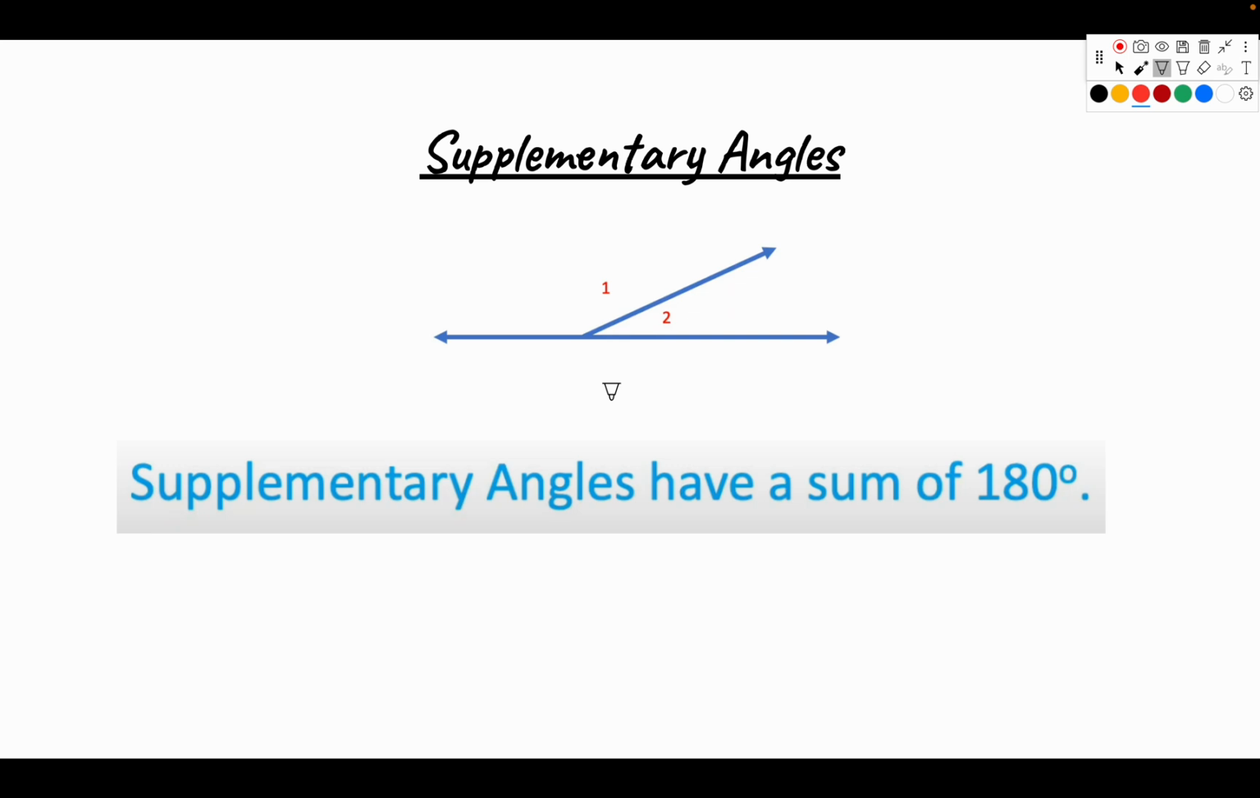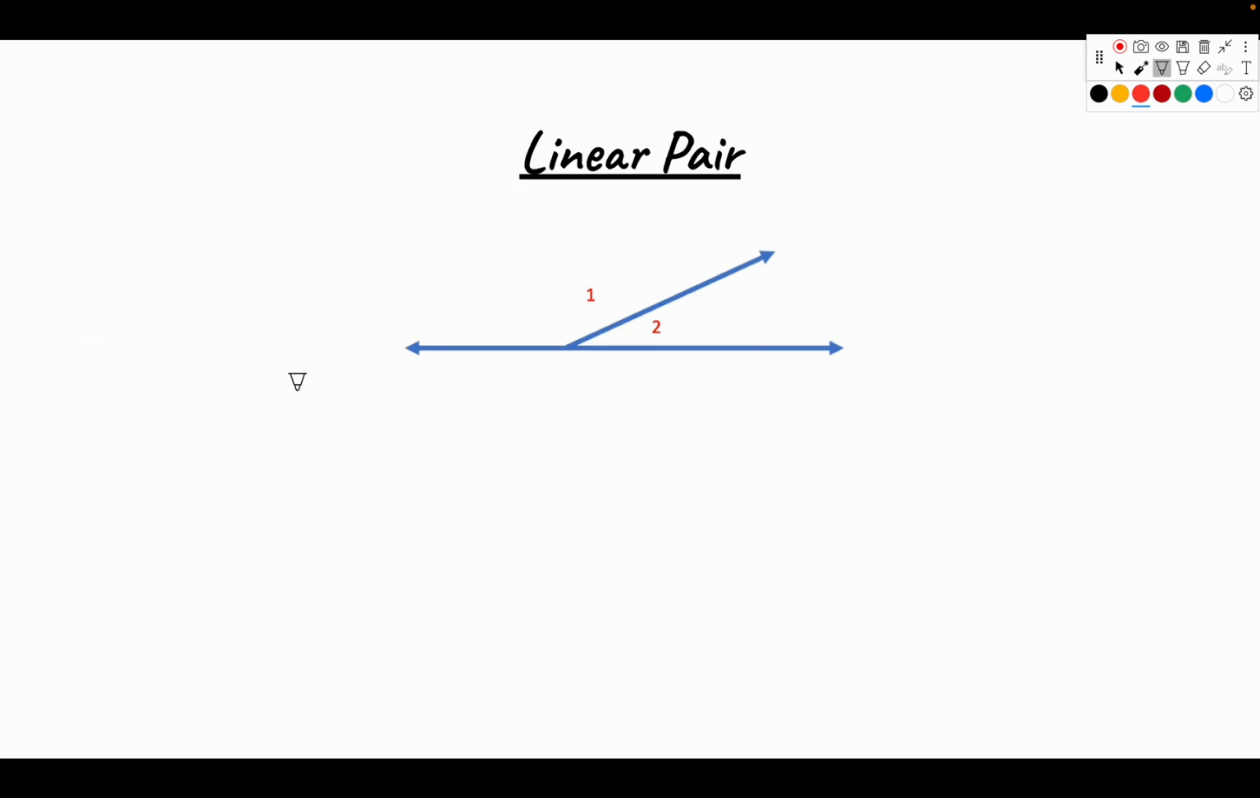Supplementary angles are angles that have a sum of 180 degrees, so they add to 180. Sometimes they can be connected, like this diagram. Other times they could be separate, like we could have an angle here that's 120, and in a separate diagram, an angle over here that's 60, telling us that those two angles are supplementary. They add to 180.